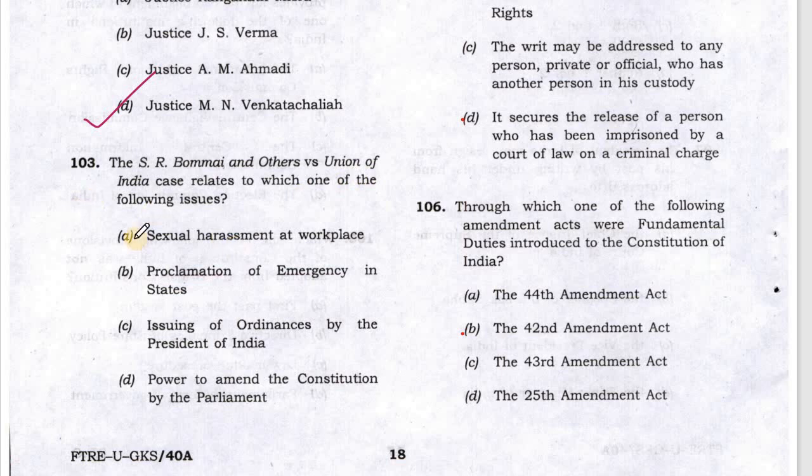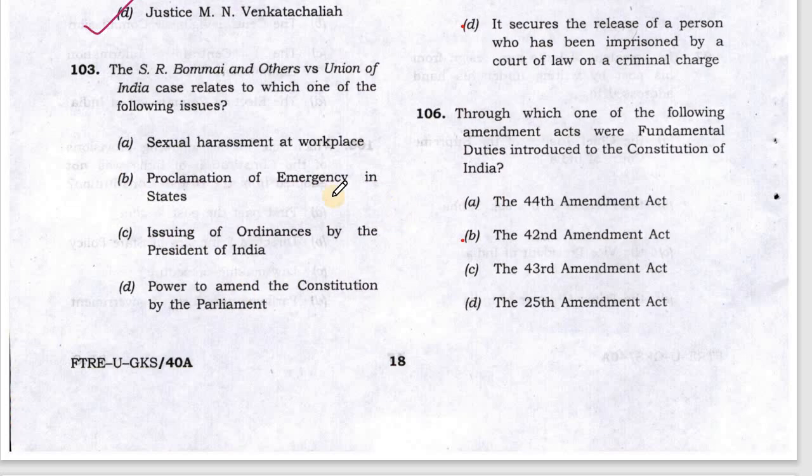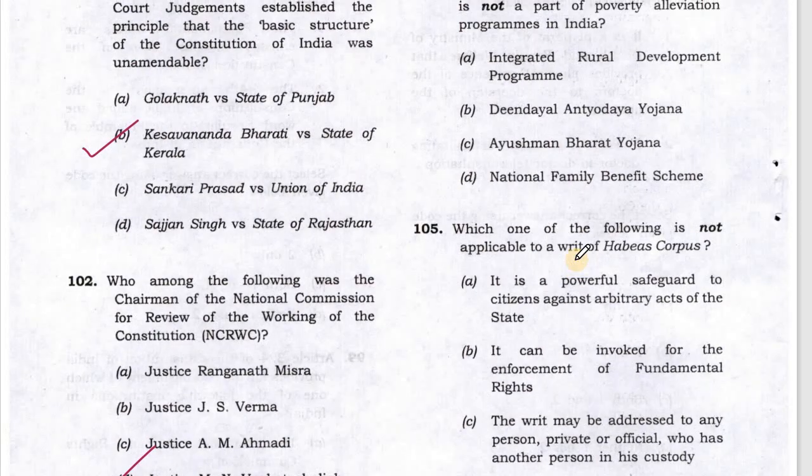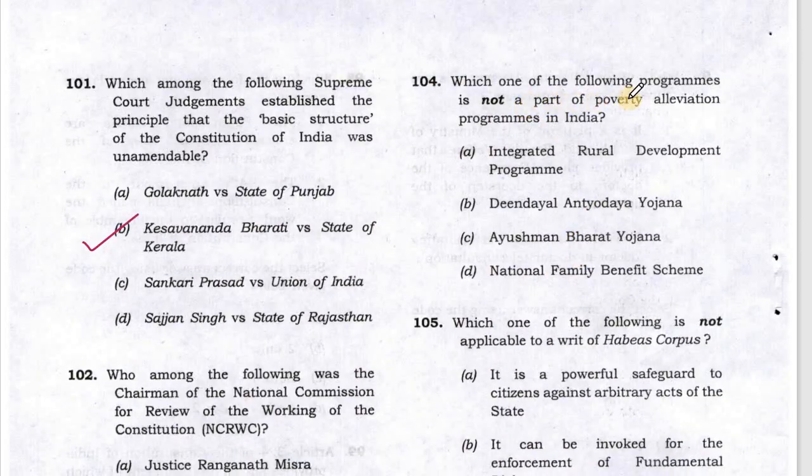Then the S.R. Bommai versus Union of India. This is a famous case for the proclamation of emergency, so President's rule in the state. So misuse of President's rule, that judgment is famous for. Next is, which one of the following programs is not a part of poverty alleviation? So this is Ayushman Bharat. This is the health insurance scheme.